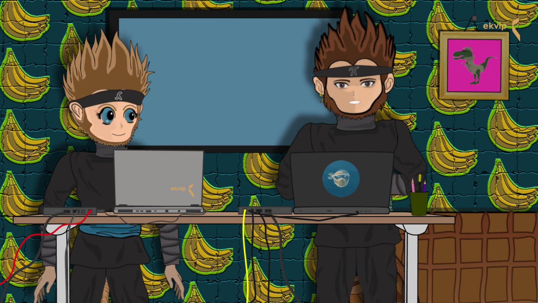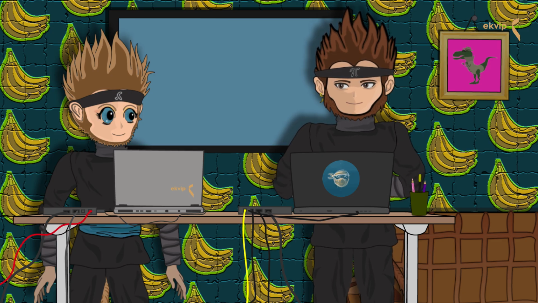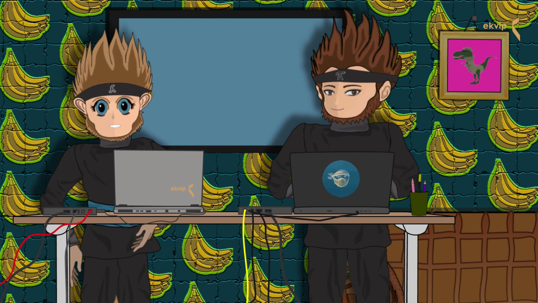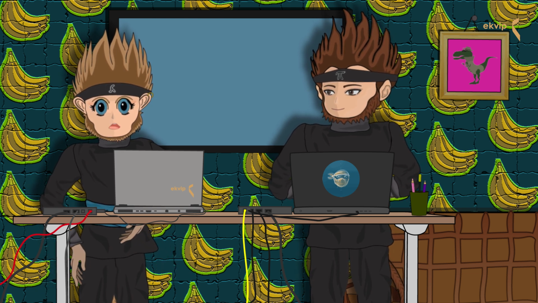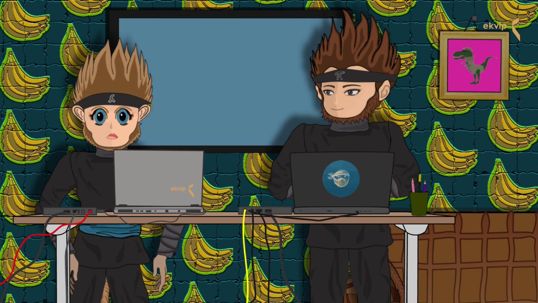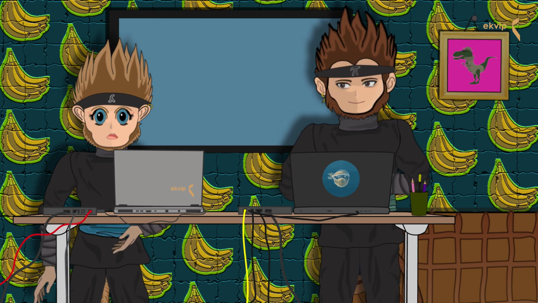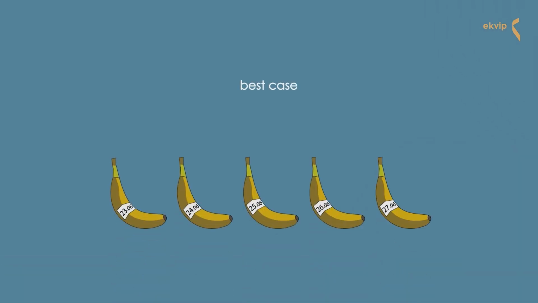Now, let's talk about how fast a sorting algorithm works. This is called runtime complexity. How fast the sorting is totally depends on how much of a banana mess you start with. And what the best, average, or worst case for a sorting algorithm is depends on how the specific sort algorithm works. Let's start with the best case. For our example, the bubble sort.